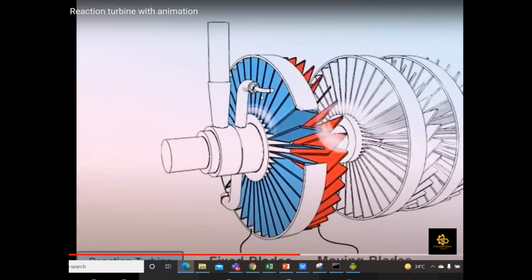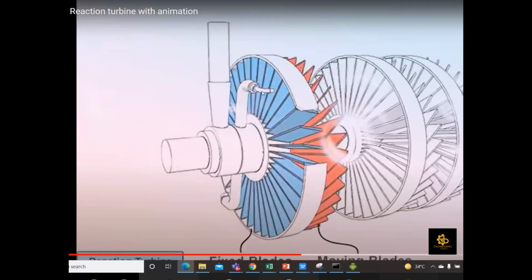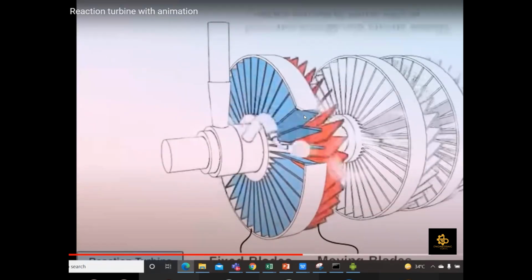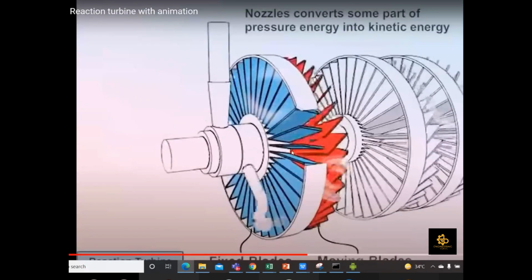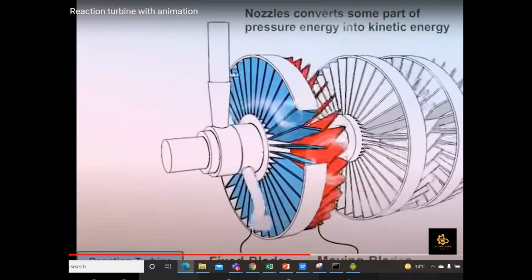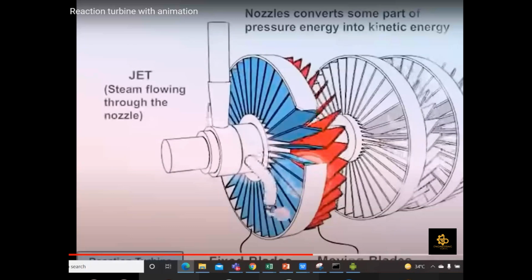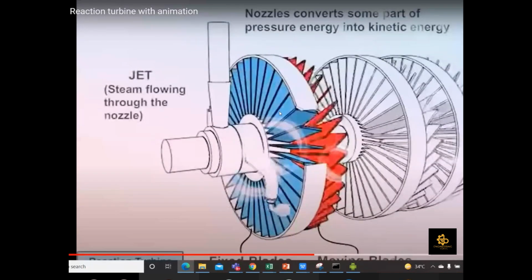Okay, so in the reaction turbine we also have a nozzle, but that nozzle is mounted on a rotating shaft. Just remember the action and reaction force. Due to the reaction force, this nozzle, because it is connected to the rotating shaft, will rotate. So in the case of the reaction turbine, we have moving nozzles, which will be rotating.